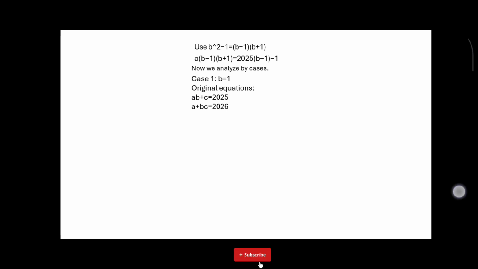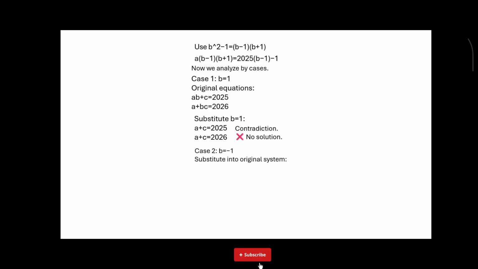Now substitute b equals 1. a plus c equals 2025, a plus c equals 2026. This is a contradiction, so no solution. Case 2, if b equals negative 1, the equations become negative a plus c equals 2025, a minus c equals 2026. Adding them gives 0 equals 4051, which is impossible, so no solution.